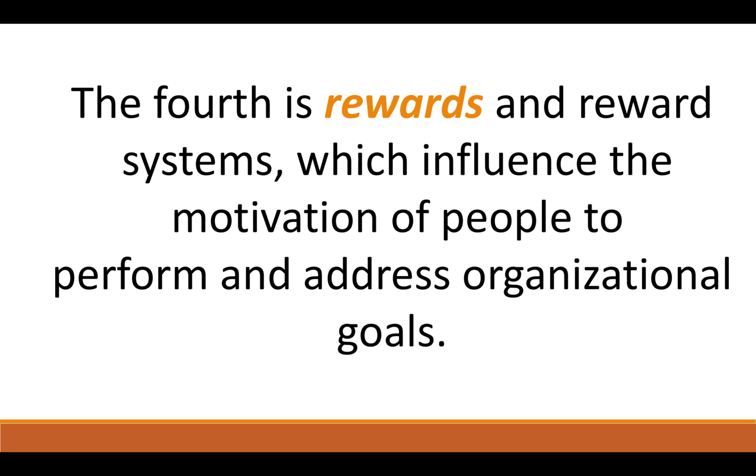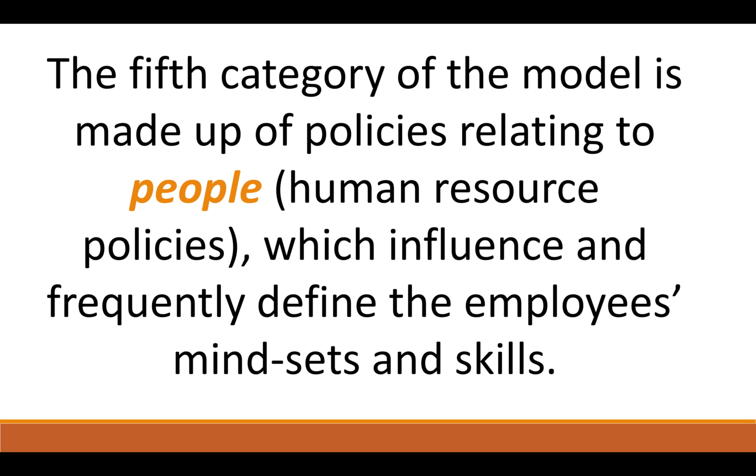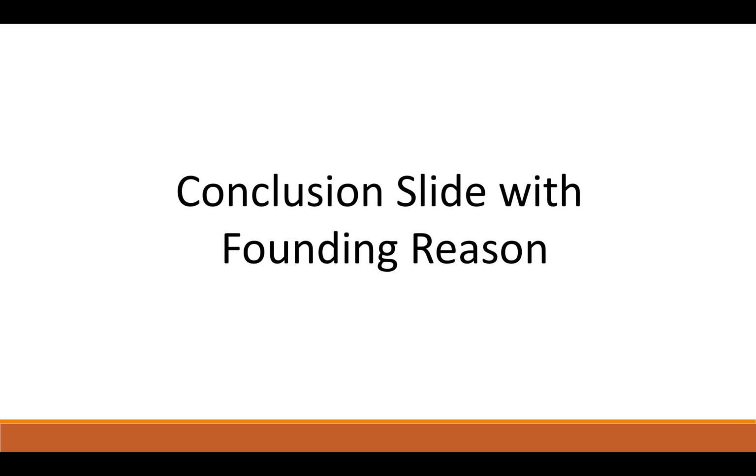So those are the processes. The fourth is rewards and reward systems, which influence and motivate the people to perform and address the organizational goals. The fifth category of the model is made up of policies relating to people, those human resources, that human capital, which influence and frequently define the employee's mindset and skills. Then we're going to finish it up with the conclusion slide with founded reasoning. So you're going to come up with a strategy, incorporate the remaining 4 steps, and then conclude it.